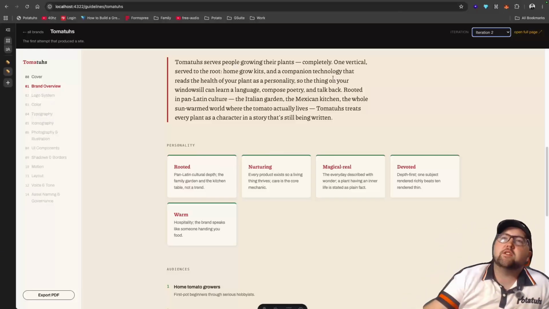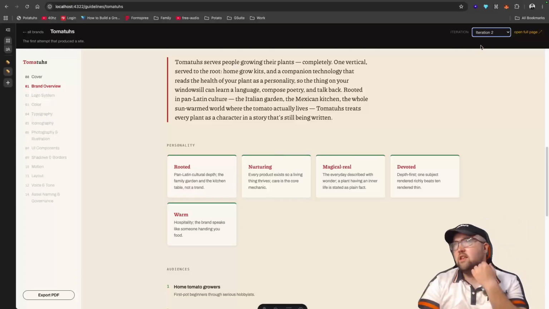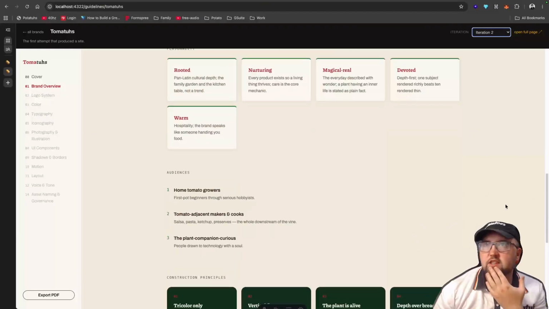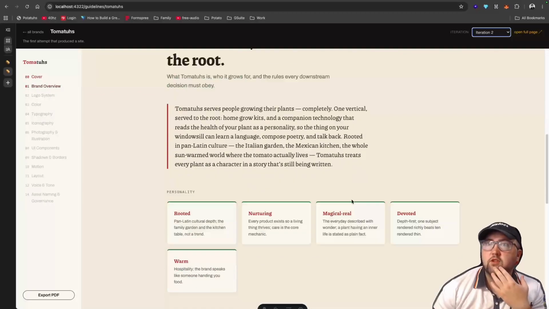I think it would make more sense if the card was red and then this was green on top. But then I would also want little leaves that go here. And you'll see as it gets more sophisticated, we get those designs more pronounced. But one vertical root, one vertical served to the root.